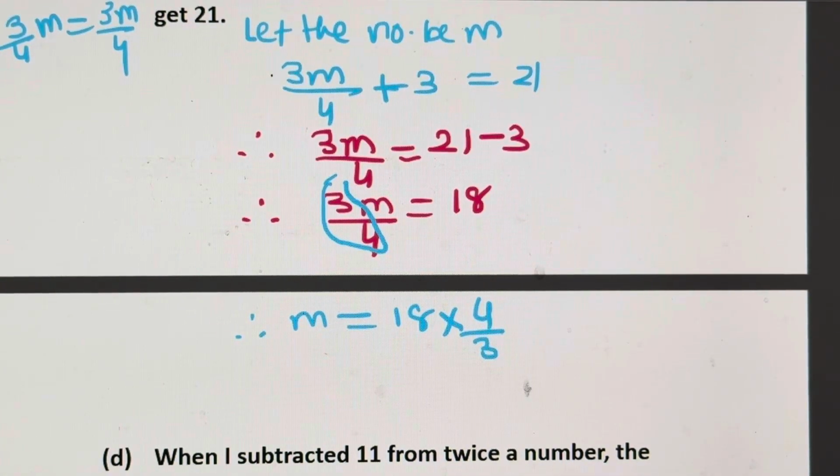Now you can strike off 3 ones are 3, 3 6 are 18. Right? So you get the value of m as 6 4s are 24. Clear? This is C.